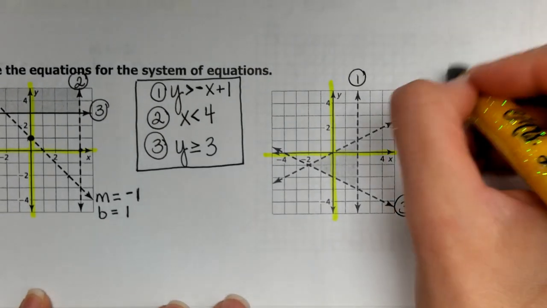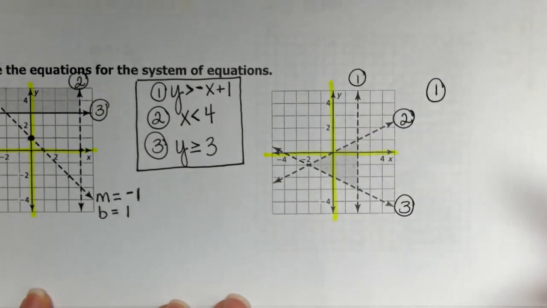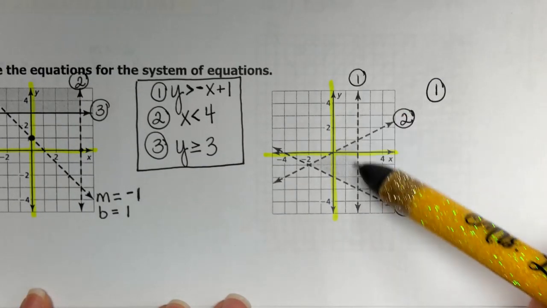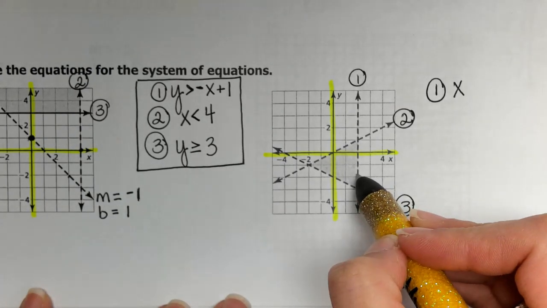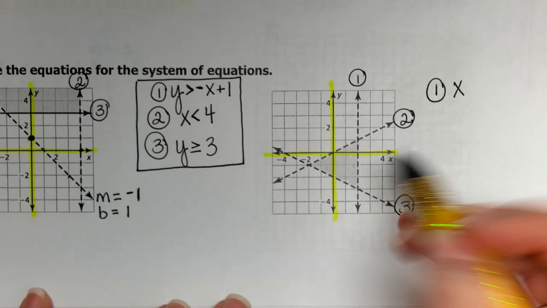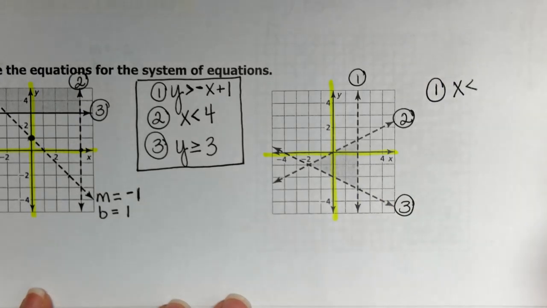So my first equation or inequality I'm going to come up with is the vertical. I know vertical is x. Is the shaded region to the left or the right? Left, so that's going to be less than. x is less than what? 2.